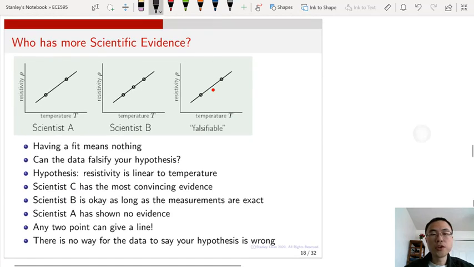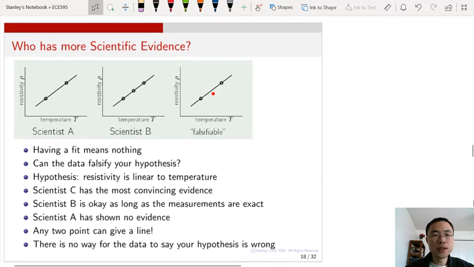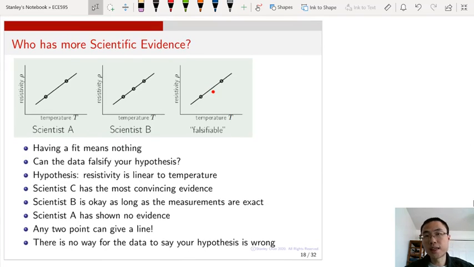I want to also convince you that when you try to fit your data sets using your model, and if you fit very well using the model that you are proposing, you should not feel happy too immediately until you have tested the performance. And here is what I call the problem of who has more scientific evidence. And I want to claim that having a fit really does not mean anything.